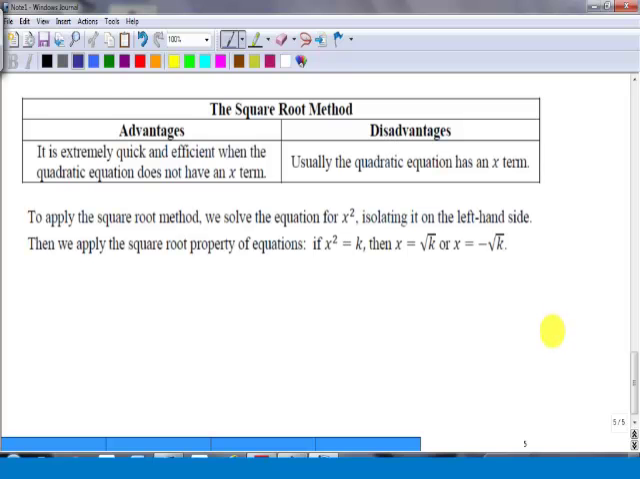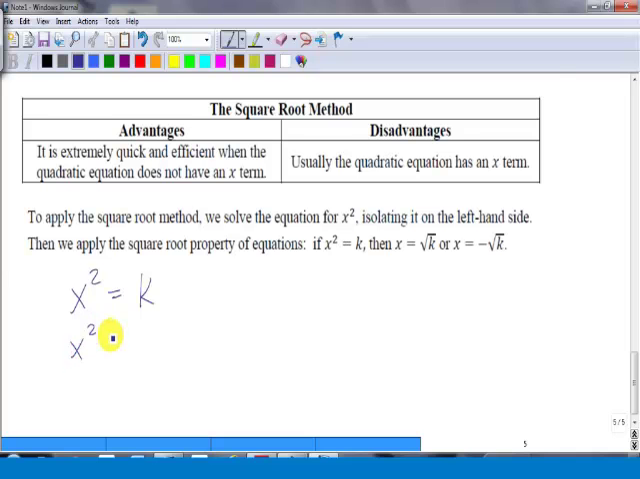When the x term is missing, we can solve it explicitly for x squared and write it in the form x squared equals k. And then the solutions are just the numbers, maybe real numbers, maybe imaginary numbers, that when we square them, we get k, and we call those numbers the square roots of k. That's really all we get. The positive square root of k, the negative square root of k, and we write that as the solution set.